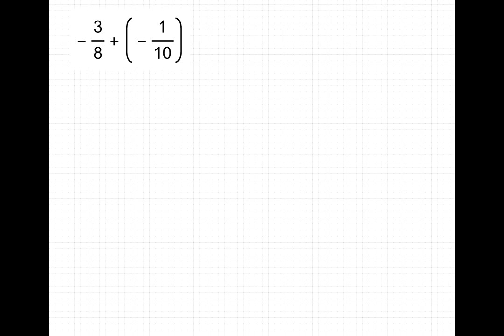Here we have negative 3 over 8 plus a negative 1 over 10. The first thing I notice here is there's some unnecessary symbols being used.